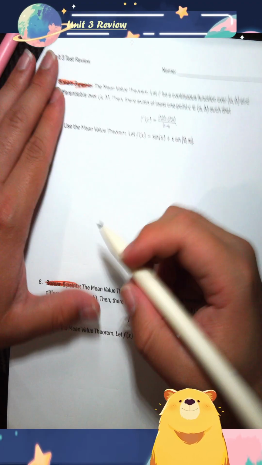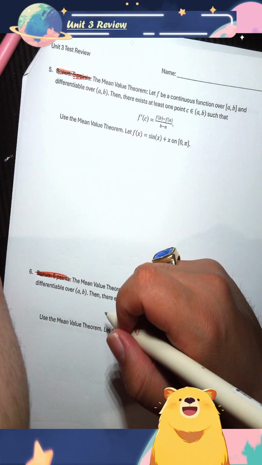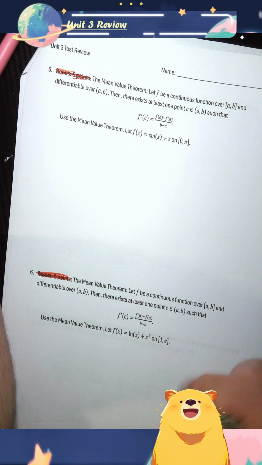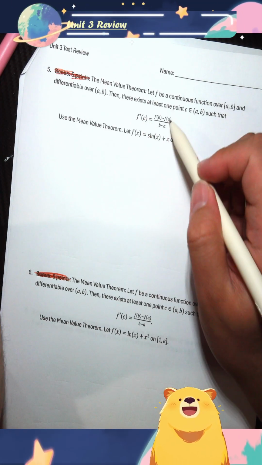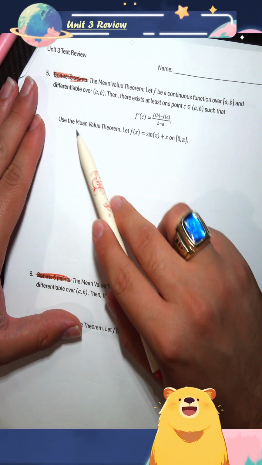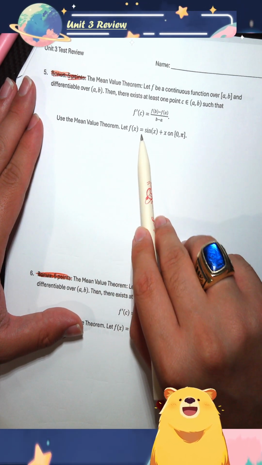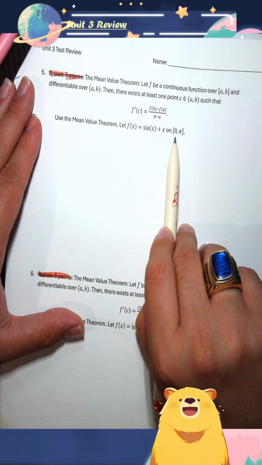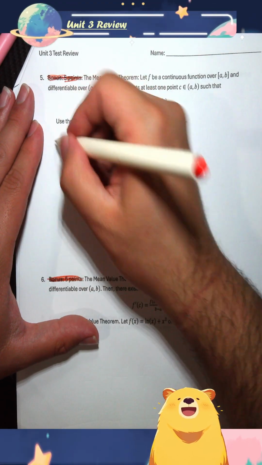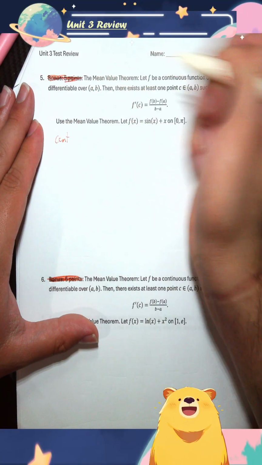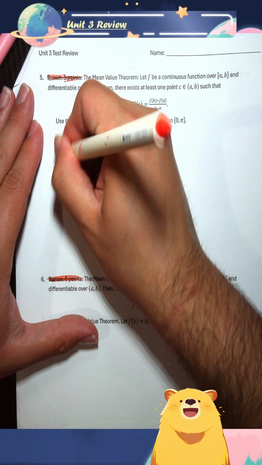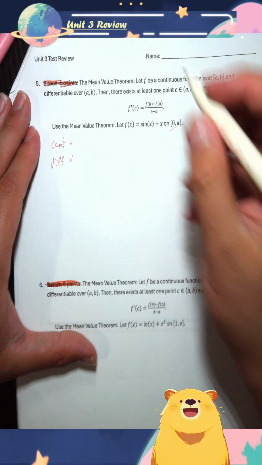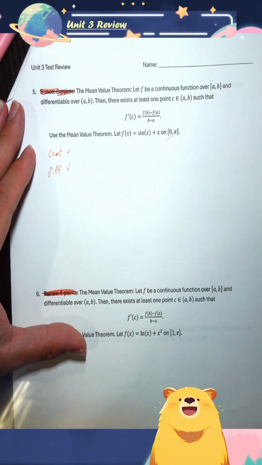Okay, all right. The mean value theorem. Let f be a continuous function over a to b and differentiable over a to b. Then there exists at least one point c such that f prime of c is equal to that rate of change. Use the mean value theorem. Let f of x be equal to sine of x plus x on this interval. So we know that on this interval it is continuous, or it's continuous in general, and it's differentiable in general, but especially on the interval. So we can go ahead and figure out the endpoints.